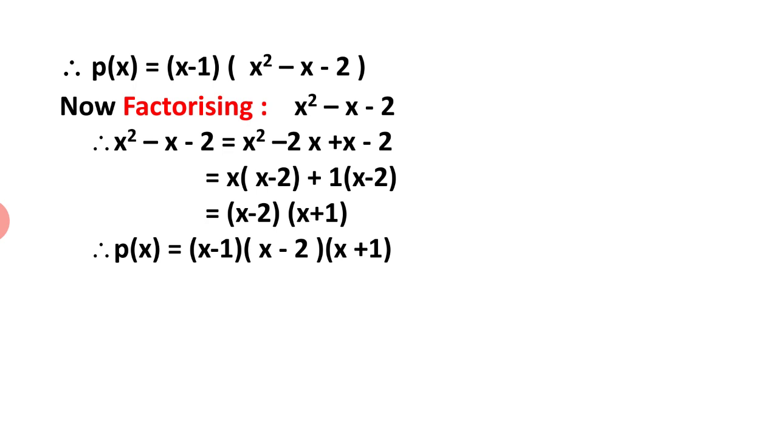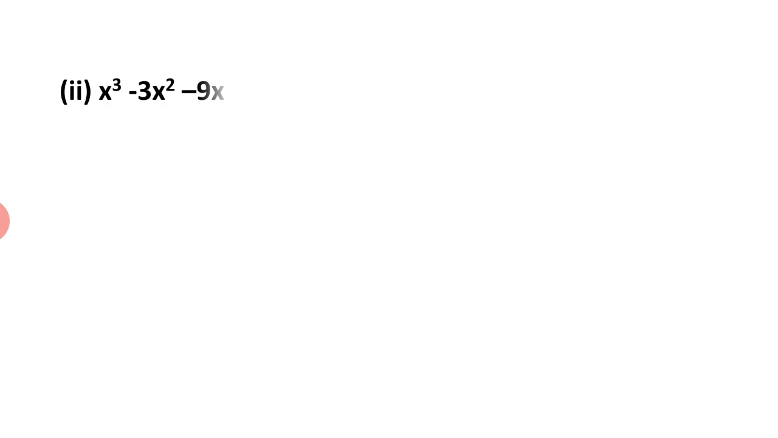So now p of x is equal to x minus 1 into x minus 2 into x plus 1. You can write it in another way also, that is x plus 1 into x minus 1 into x minus 2. Is it clear? So I hope you have understood how to factorize a cubic polynomial. So let us go for the next problem also.